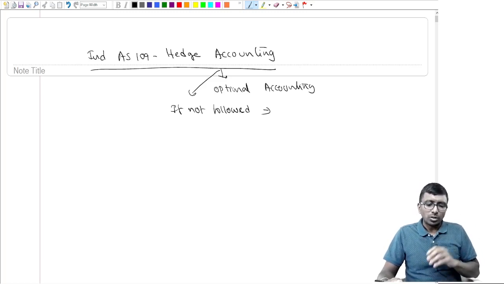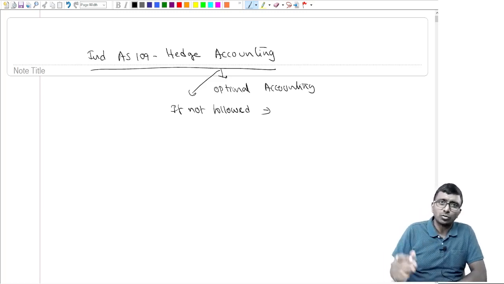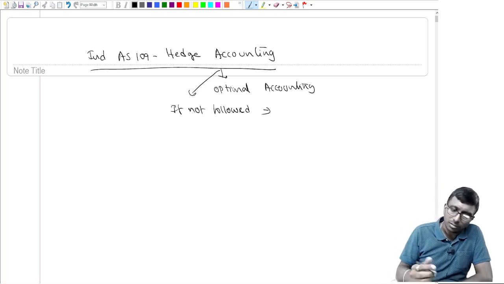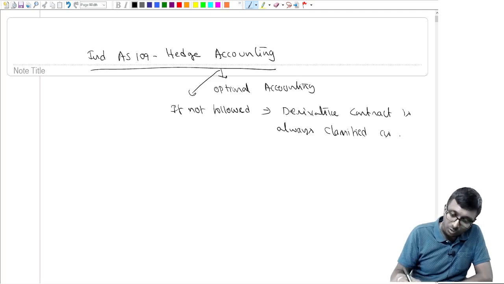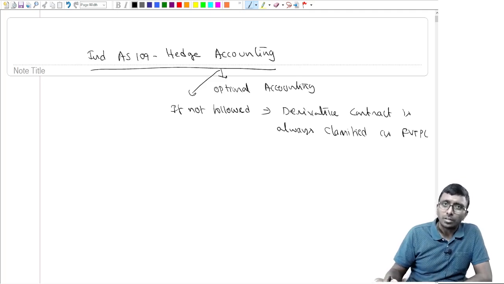So if you are not following hedge accounting, then it is just a derivative contract, that's all. All derivatives are classified as FVTPL. A derivative contract is always classified as FVTPL, that's it.